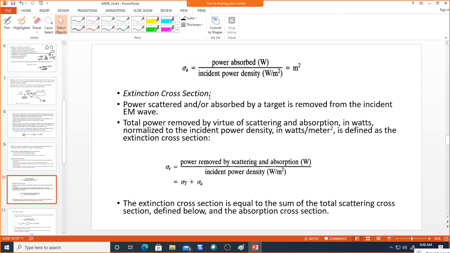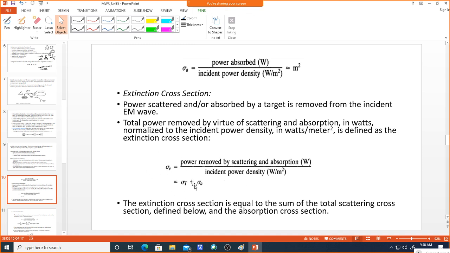Then one more important cross section is the extinction cross section. What is the extinction cross section? It is the power absorbed or scattered by a target, which is removed from the incident wave. From the incident power, if you remove the scattered or absorbed power, you get the extinction cross section. It is defined as the power removed by scattering or absorption from the incident power.